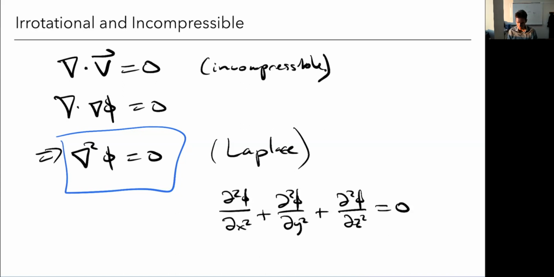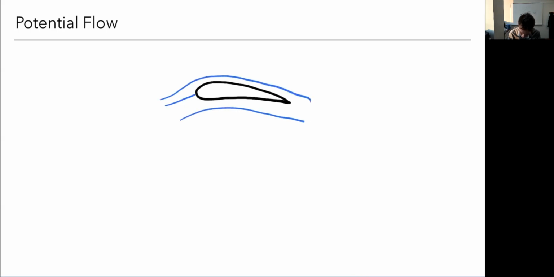So let's ask ourselves then, well, we made some assumptions. How useful are those? Well, it depends. There are actually a lot of scenarios where this can be quite useful. So for example, say I have this airfoil and here I'm just going to draw some streamlines. So it looks like this, right? The flow around this airfoil.